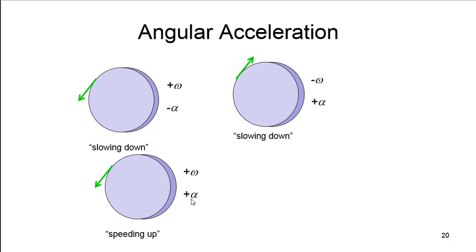acceleration would be positive. And then finally we can do the last example where we are rotating in the clockwise direction, which means my angular velocity is negative, and I'm speeding up. That means I need an acceleration that's in the same direction, so I'd have a negative angular acceleration.